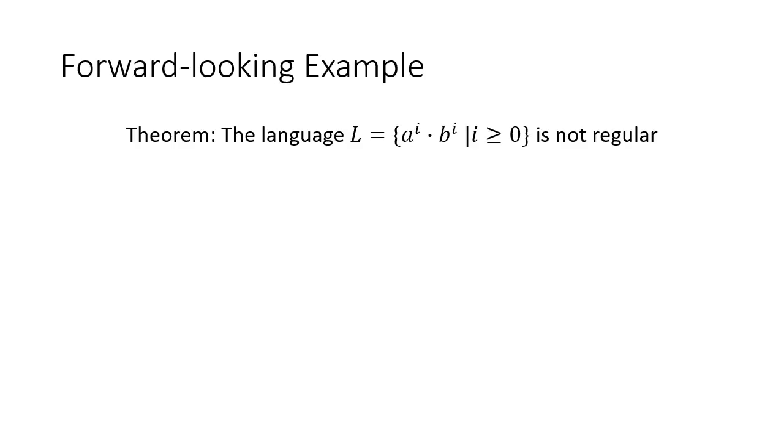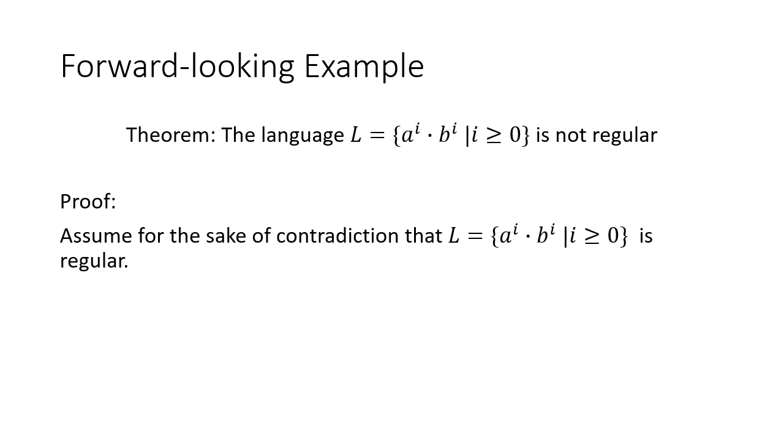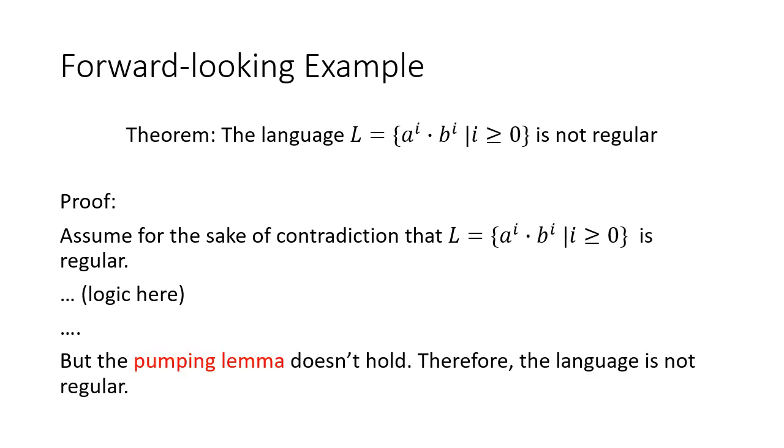And since we don't know what the pumping lemma is, let me just show you the structure of these proofs. So we'll write the theorem, and then we'll have a proof, and we're going to say, assume for the sake of contradiction that this particular language is regular. You're going to do a bunch of logic. And then it turns out that all that logic is going to lead to the conclusion that the pumping lemma doesn't hold. Therefore, the language is not regular. But we do think the pumping lemma is true, so it turns out that this is a contradiction.